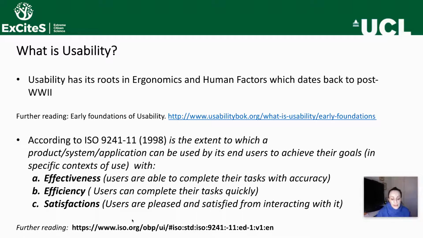So usability has its roots in ergonomics and human factors, and this dates back to post-World War II. According to the ISO definition, usability is the extent to which a product, system, or application can be used by its end users to achieve their goals in specific contexts of use. With effectiveness, this means that users are able to complete their tasks with accuracy. Efficiency, that is that the users can complete their tasks quickly. And that they are satisfied. Users are pleased and satisfied from interacting with the product.